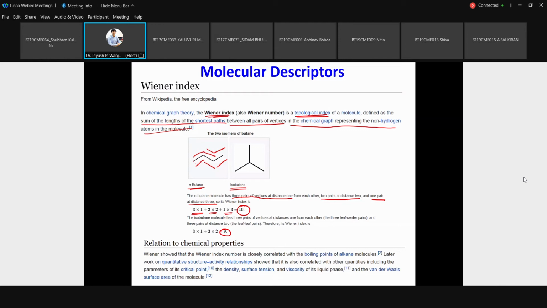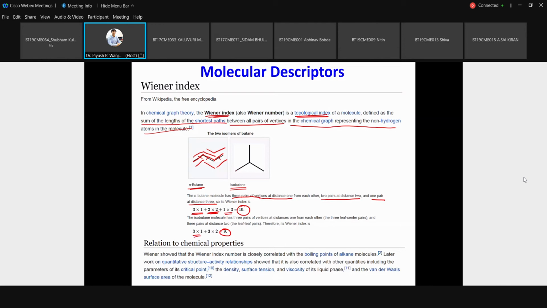When they are considering the factor of these two together and then these two together, that is becoming 2 into 2, and finally all together. So 1 into 3, the entire, all the vertices one pair at distance 3. So this will become 1 into 3. So this becomes 10.